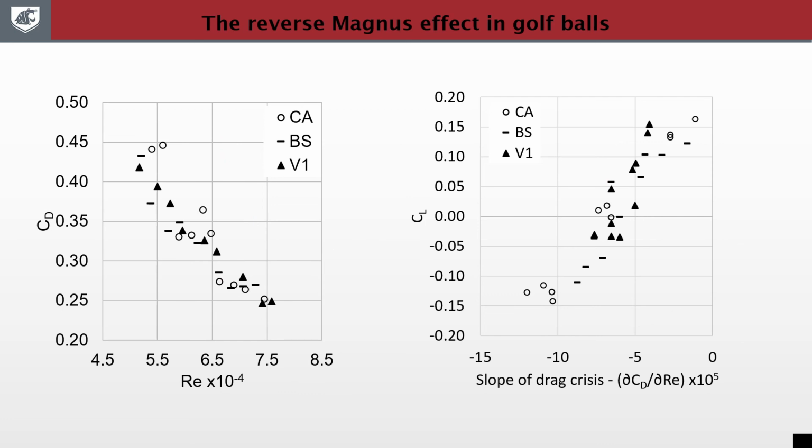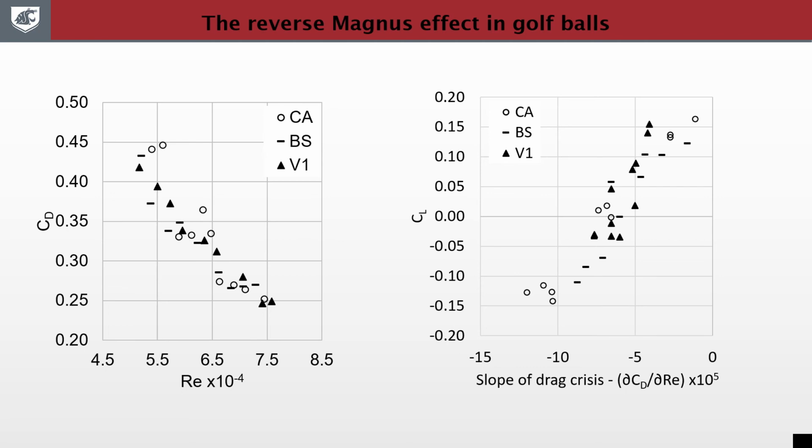To illustrate the sensitivity of the reverse Magnus effect to the drag crisis, here we show the lift and drag of golf balls at 1700 RPM. While all three models again describe a drag crisis, the slope of CA is steeper than the others.